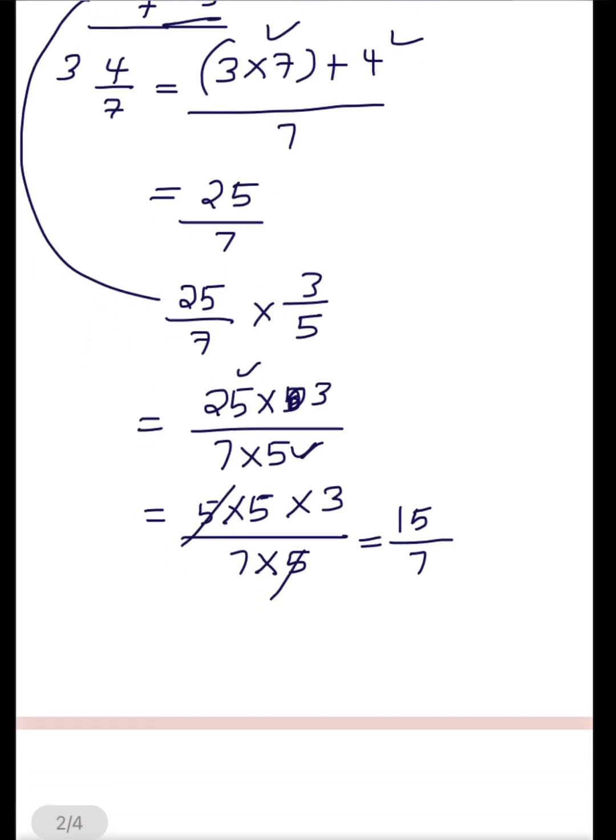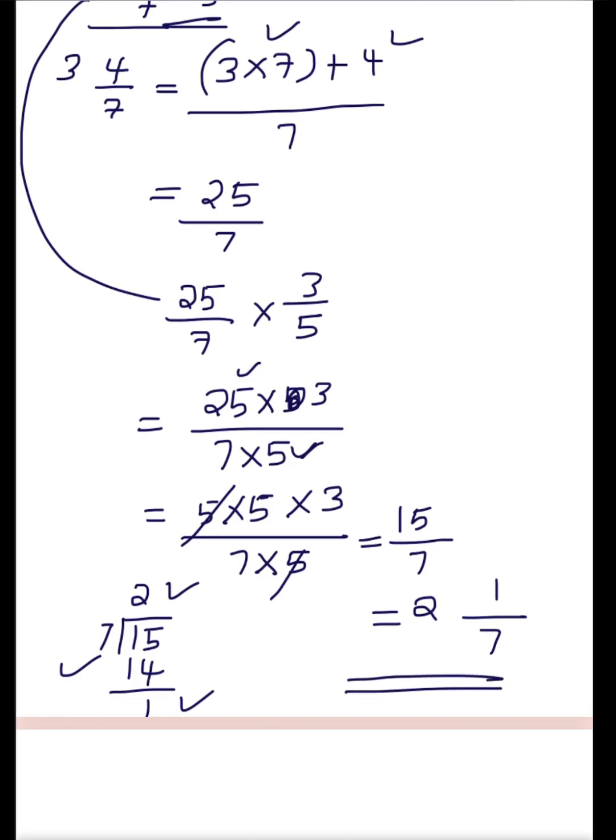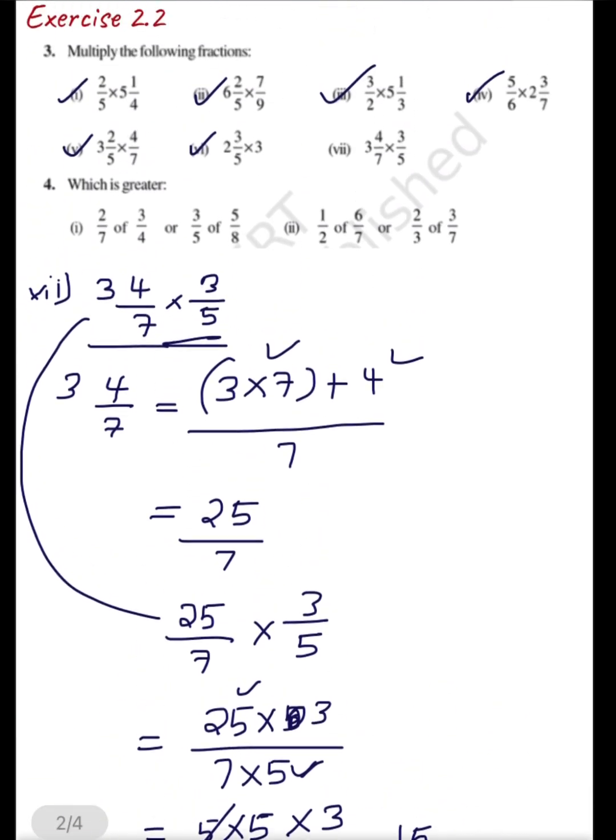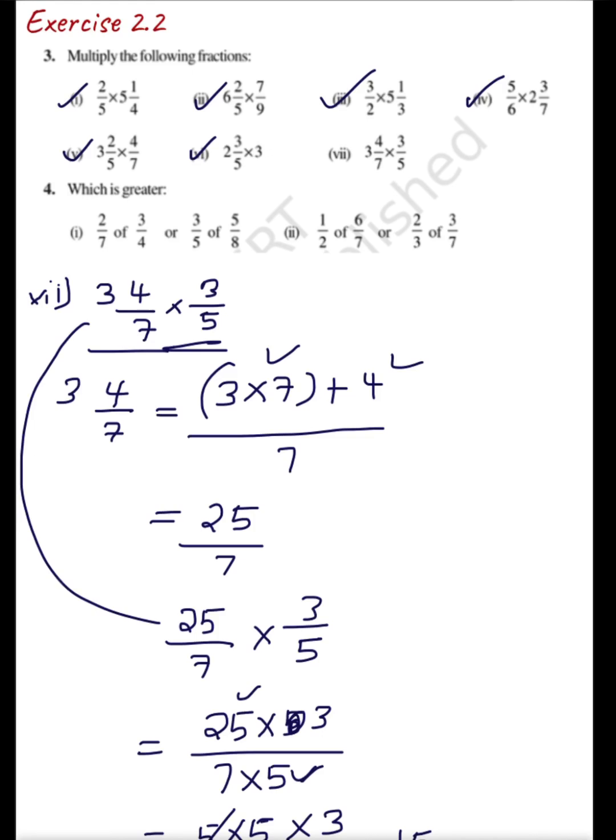Okay, so 15 divided by 7 is an improper fraction, so you need to convert it into a mixed fraction. When you are converting it, you will get 2 here, 14 here, 1 here. You need to write the quotient first, then the remainder divided by the same divisor 7. So 2 1 by 7. Understand? So this is all about the third question. I hope you understood this.